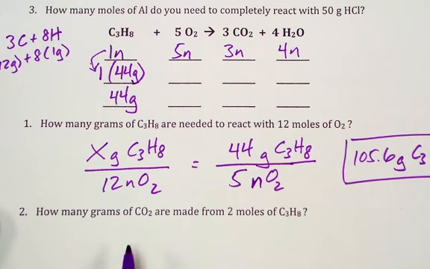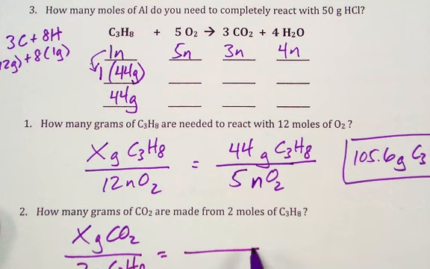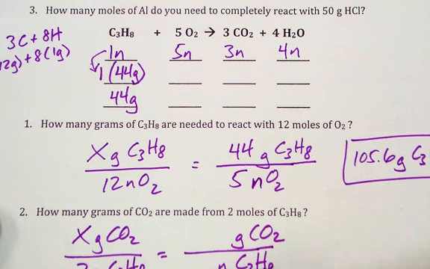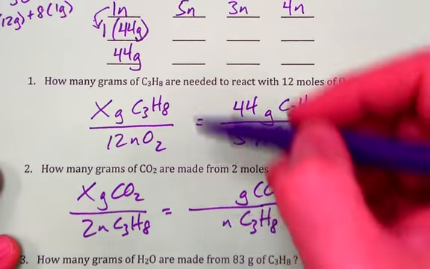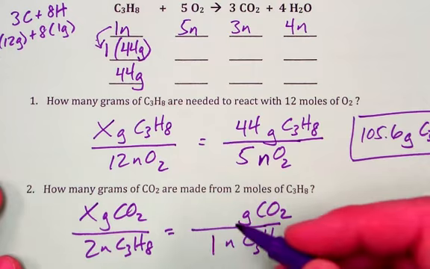The next problem says, how many grams of CO2 are made from 2 moles of C3H8. So we're going to start with 2 moles C3H8. And again, put your units in, and grams of CO2. So it's a similar type of problem. I've got moles on the bottom, so I'm going to go to my equation and find moles. The moles of C3H8 from the equation is 1, so I'm going to put a 1 on the bottom.